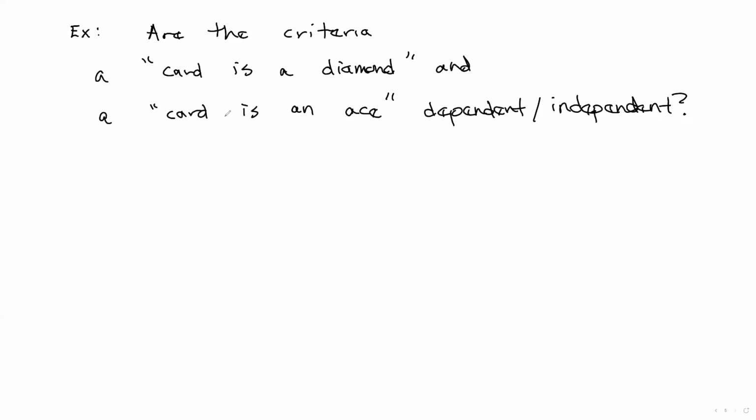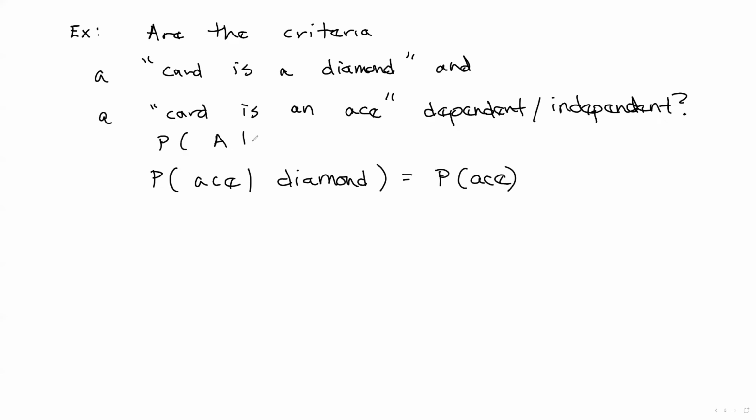Intuition-wise, is there a connection between being a diamond and being an ace? No, right? Aces are sometimes diamonds and also not diamonds. So being an ace does not make you in any way, shape, or form a diamond. So intuition-wise, you would think that these criteria are independent. To check that, we can calculate the probability that something is an ace, given that it's a diamond, versus the probability that something is an ace. So this is probability of A given B equals probability of A.